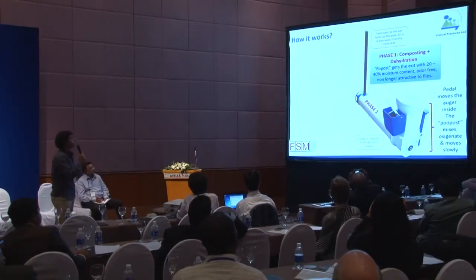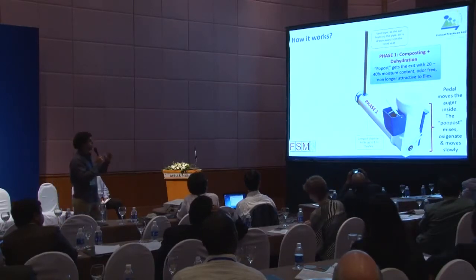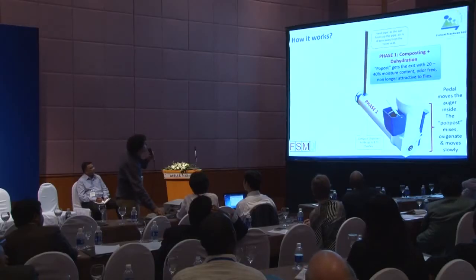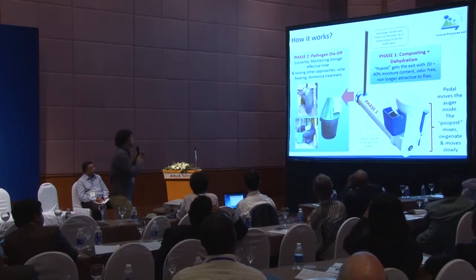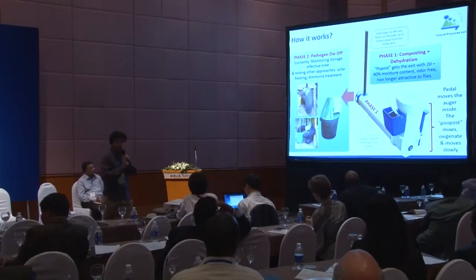How it works, what's behind: when you press the pedal, the mechanism inside moves the compost, and it mixes, oxygenates, and moves forward slowly through the pipe. That's what we call phase 1, for composting and dehydration. The material exits with around 20 to 40% moisture content, but then you need additional treatment for pathogen die-off. We are currently monitoring storage time to keep the pathogens from dehydration, but we are also testing other approaches like solar heating and ammonia treatment.